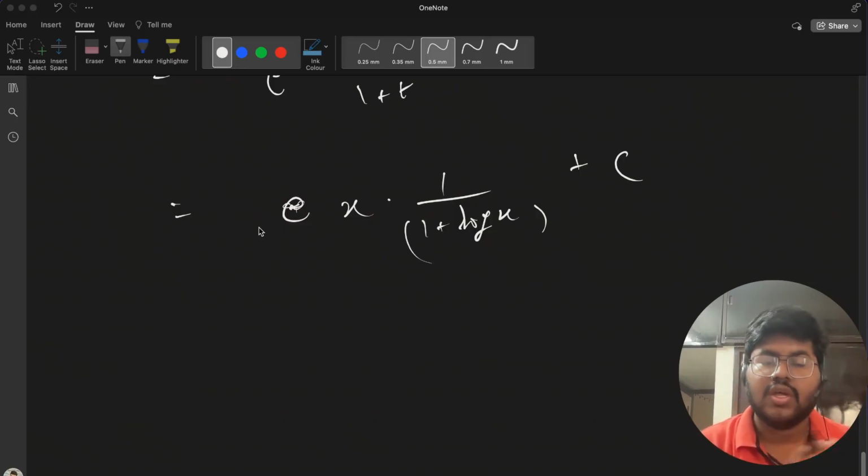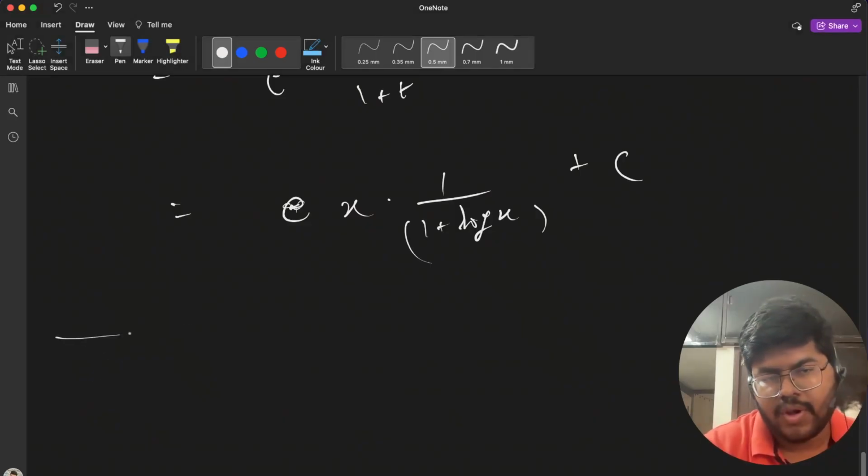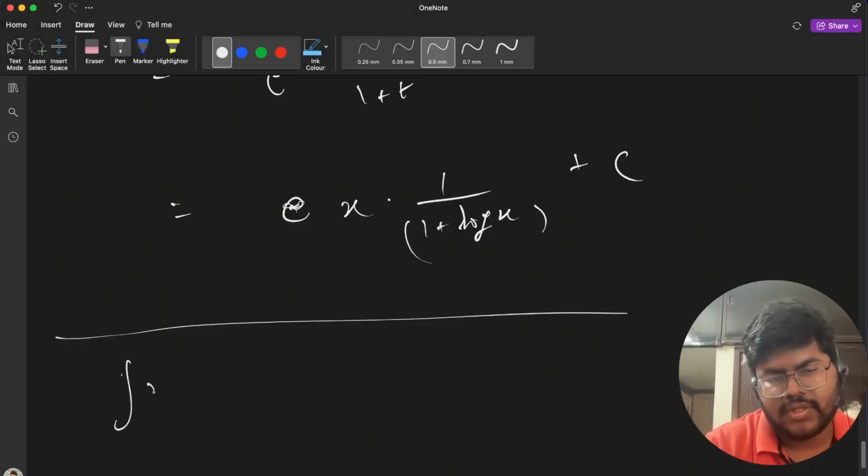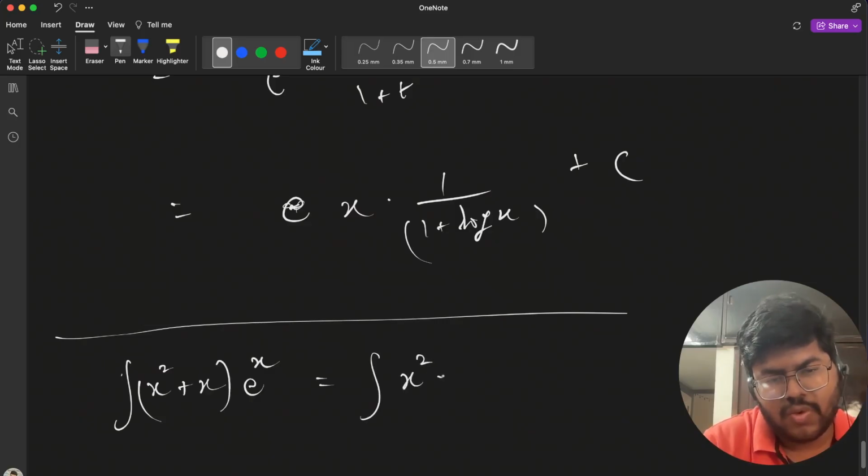So consider, students, the case where we have to integrate different functions and they are in a particular order, like in the summation form or in the multiplication form. Let us consider this example. Suppose x square plus x times e raised to x. So this integral can be written as x square e raised to x plus x e raised to x.